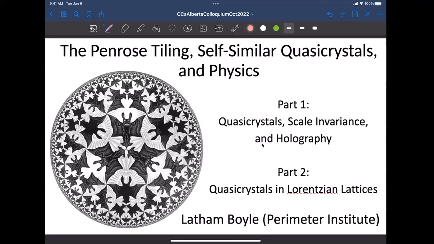As was mentioned, I'm Latham Boyle. I'm primarily a physicist, primarily a cosmologist, but I have this longstanding side interest in the Penrose tiling, which I'll introduce, and objects like it, and their applications in physics, which I want to tell you about.